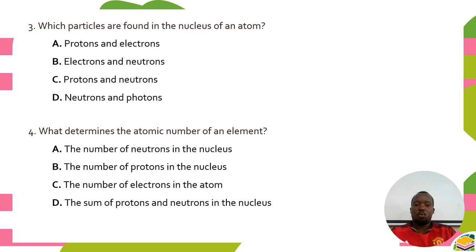Question 4, what determines the atomic number of an element? Is it A, the number of neutrons in the nucleus, B, the number of protons in the nucleus, C, the number of electrons in the atom, or D, the sum of protons and neutrons in the nucleus?